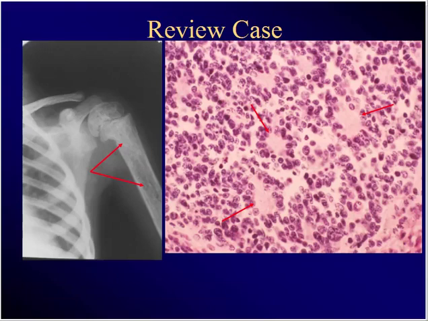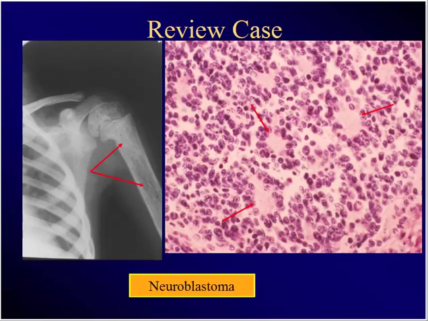What's this? Young kid. This radiograph is an infant. This radiograph, this lesion histopath. What's the diagnosis? Neuroblastoma, metastatic neuroblastoma. Here's these rosettes.